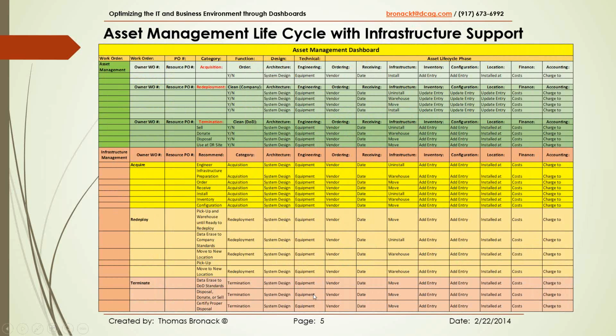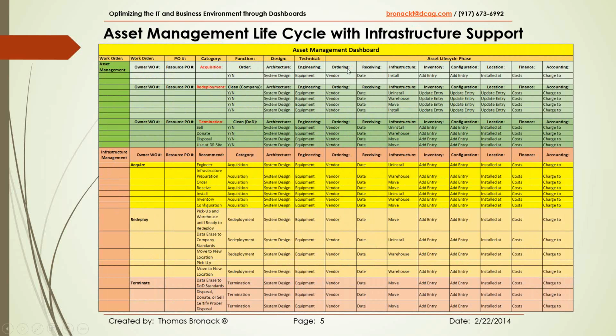Asset management also has the life cycle that can be put into a spreadsheet, and from this spreadsheet you can calculate the costs associated with it. And there's two sections, asset management and infrastructure management. In asset management, when they have to acquire a new piece of equipment, they place an order. But to do the order, they ask for an architect to say, how is this piece of equipment going to fit into my environment? And then the engineer will look at it and say, all right, here are the types of equipment that you might be interested in purchasing.